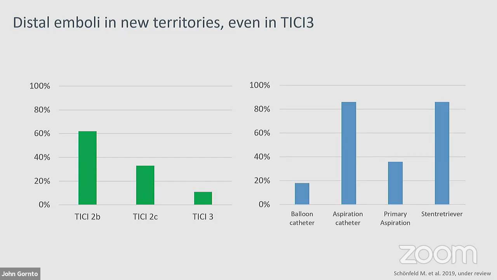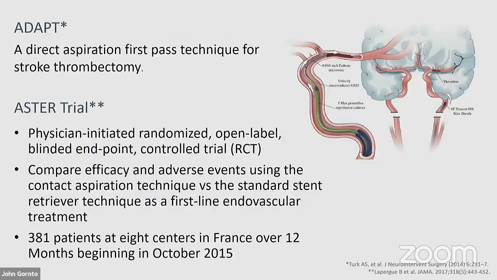And if we look at the materials, again, it's the same observation. If we use a balloon catheter, we have the lowest rate of small distal emboli. So balloon guide catheter is really something very useful for different reasons. So let's go to the ADAPT technique.